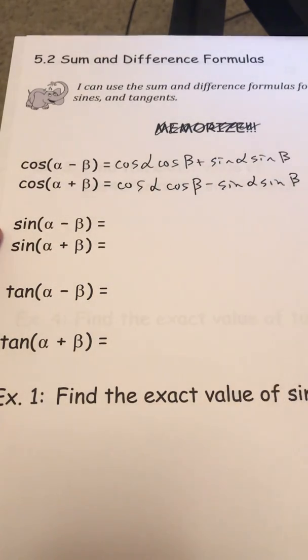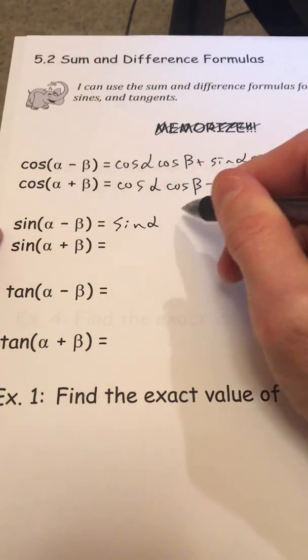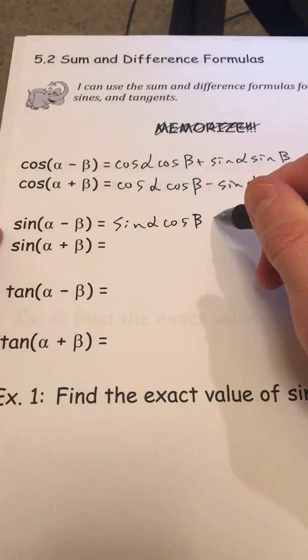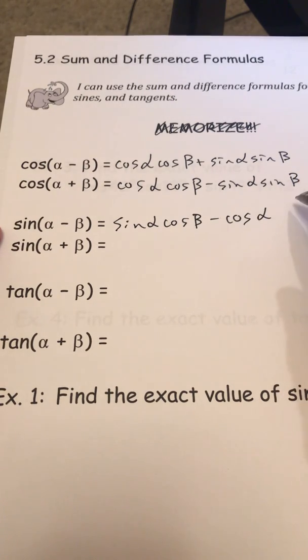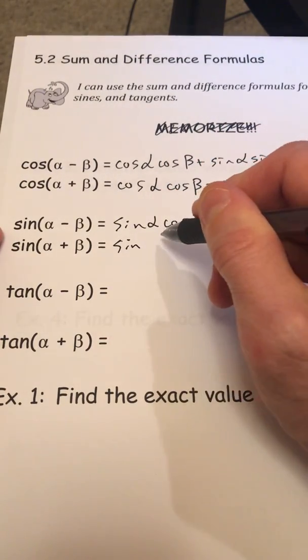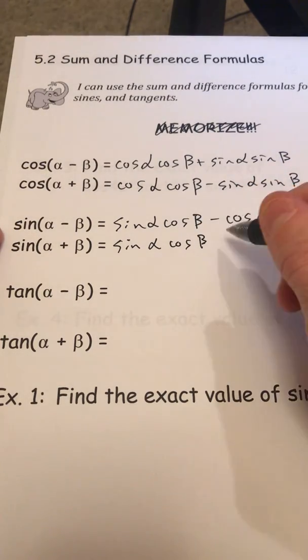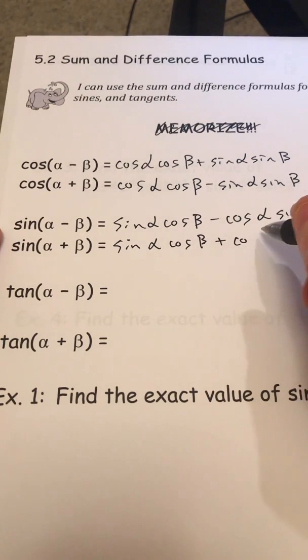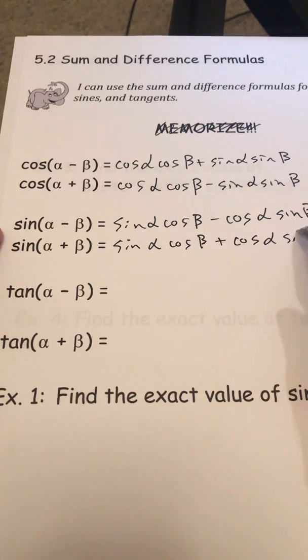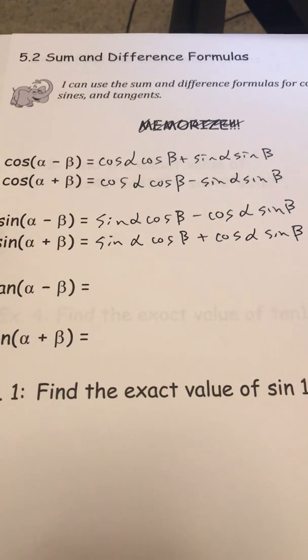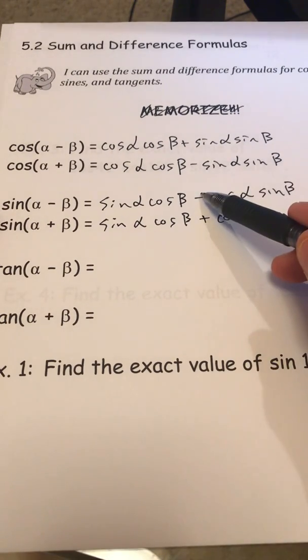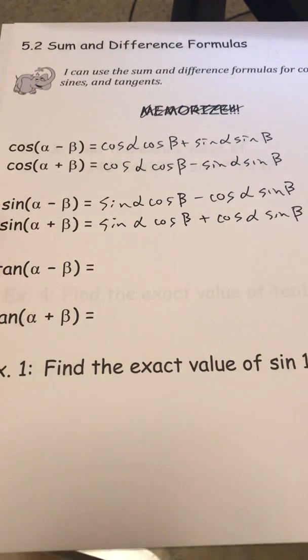For sine of alpha minus beta, that is sine alpha cosine beta minus cosine alpha sine beta. Sine of alpha plus beta is sine alpha cosine beta plus cosine alpha sine beta. So just like the first two, the only thing that changes as you work through these is the addition or subtraction sign in the middle switches.